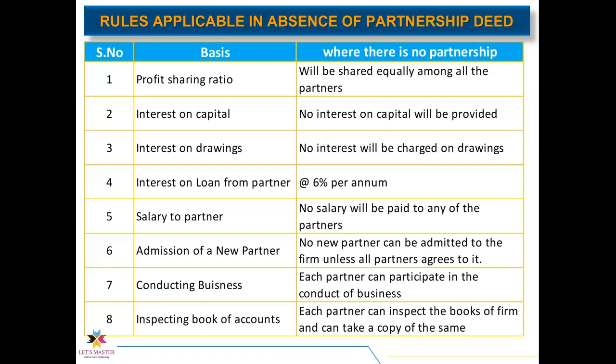Interest on loan from a partner. If there is no partnership deed, or the partnership deed is silent, then for any amount provided by the partner as loan to the partnership firm, the partnership firm is liable to pay interest at the rate of 6% per annum to the partner on the amount that has been advanced to the firm as loan.